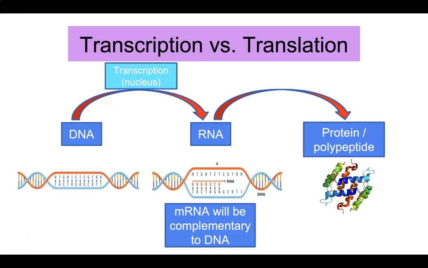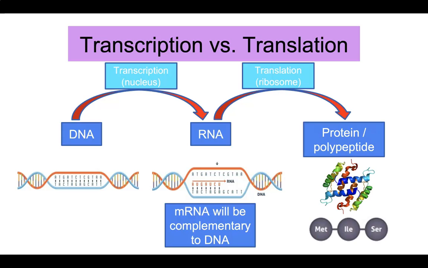After transcription is the process of translation, which takes place in the ribosome. This occurs when RNA is translated into a protein or polypeptide. Some of the proteins that we know of include methionine and serine.